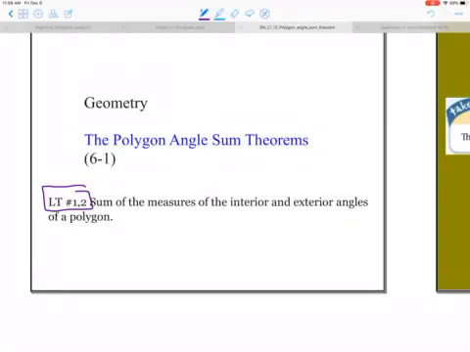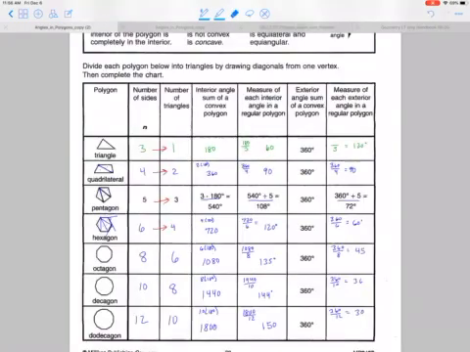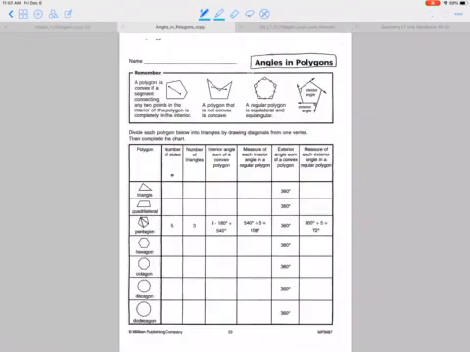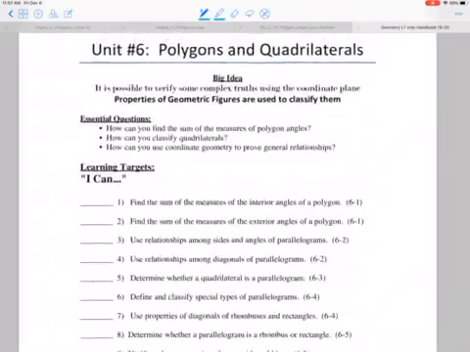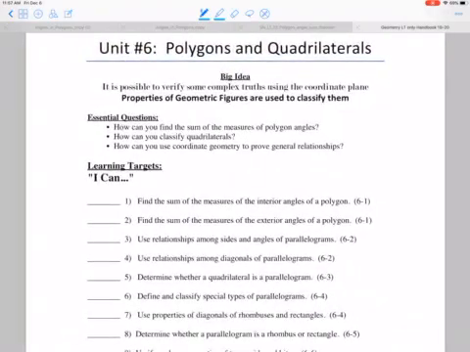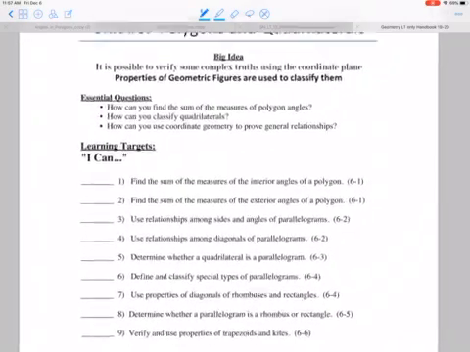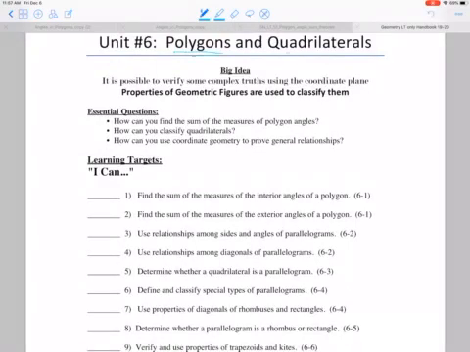Hi, this movie is for Learning Target 1-2, some of the measures of the interior and exterior angles of a polygon. To start off this lesson, let's look at what we are going to be learning, which is in your handbook and the Learning Target page. We are going to learn about polygons and quadrilaterals.